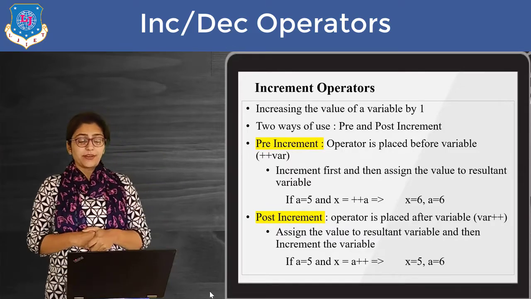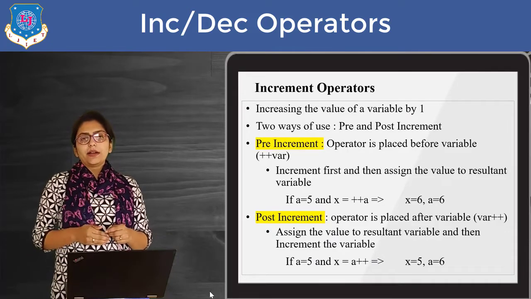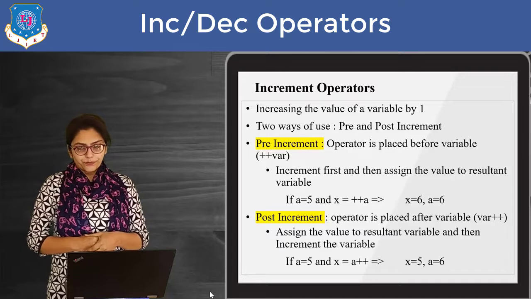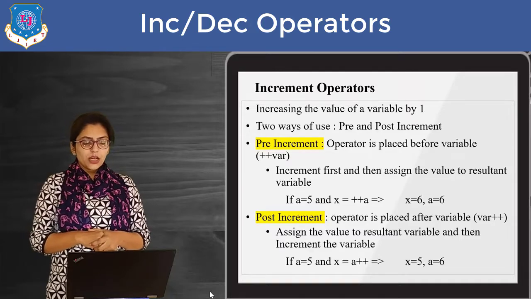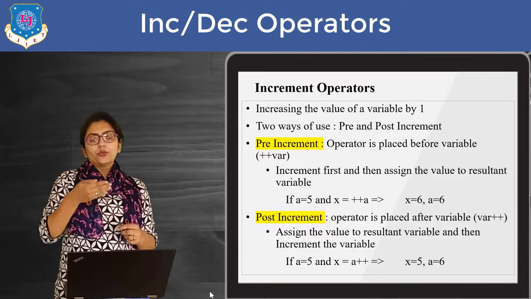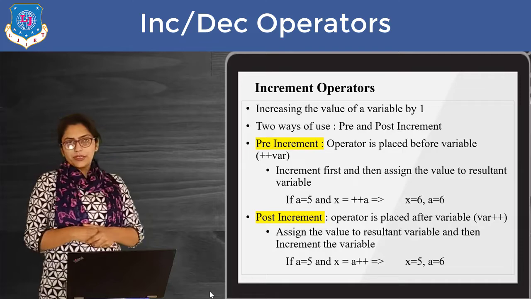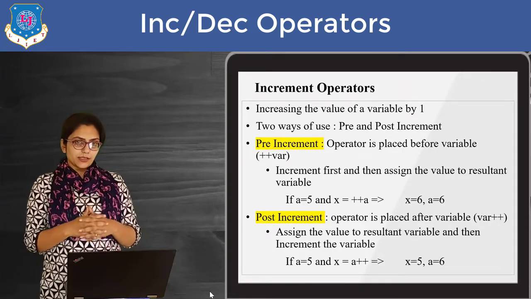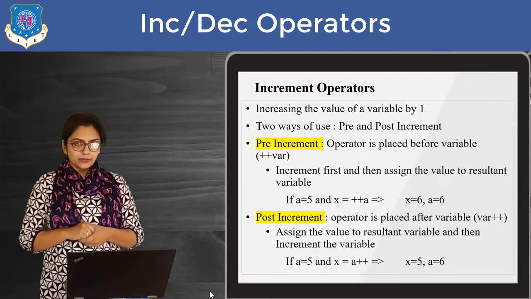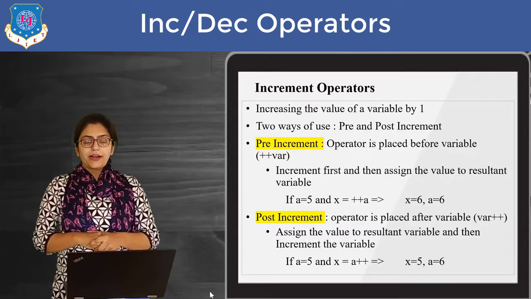What exactly are the increment and decrement operators? Suppose in your program you want to increment a value by 1, or you want to increment the value by some constant value. So every time you want to add it, right? The increment operator is used. For increment we use plus plus, that is the double plus sign, and for decrement we use the double minus sign, right?